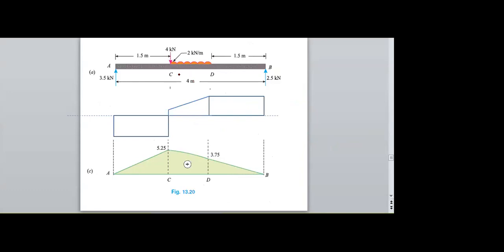Using this, I need to draw the bending moment diagram. If you observe here, the UDL is acting in between C and D, so by free hand, I need to join this. Other than that, I need to join by a straight line. So we are getting a positive bending moment diagram.